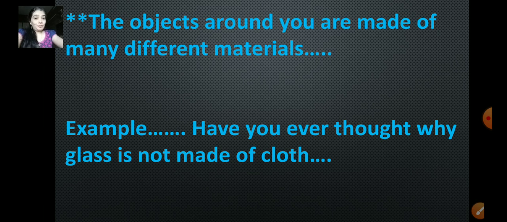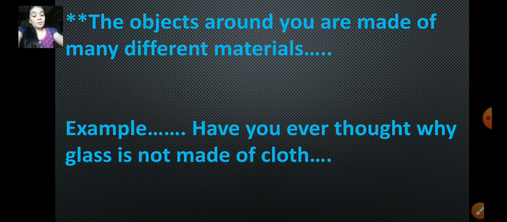Yes, if we make the glass with a piece of cloth, it would be silly. If we were to make a tumbler out of cloth, what we need for a tumbler is glass, plastic, metal, or other such materials that will hold water. So it will be very silly because cloth does not hold the water.